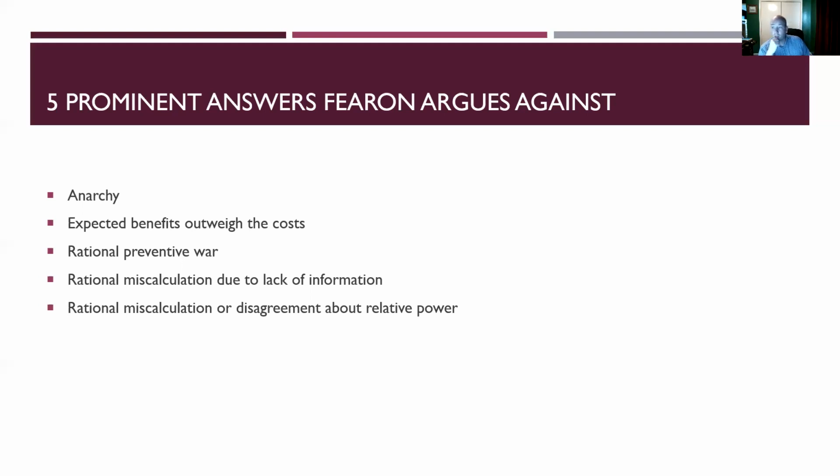He argues against rational preventive war. Preventive war is when I see that you're gaining ground on me, and so I'm going to fight you now so I don't have to fight you later when you're more powerful. Rational miscalculation due to a lack of information he also argues against, and we've talked about that one, I think, in the last lecture, right? That's another possibility: wars happen because we're making rational calculations, but the information we have is not correct.